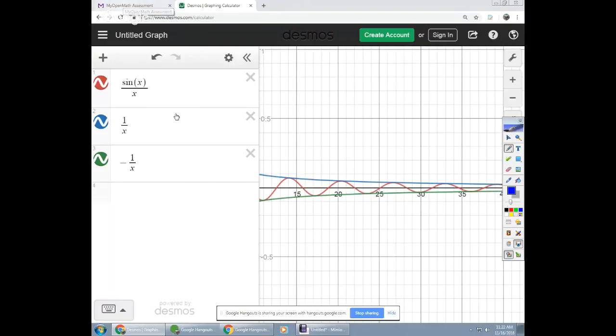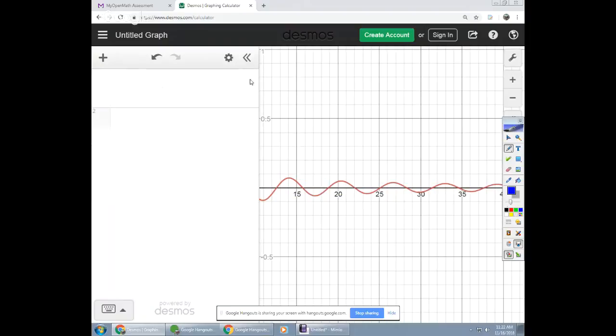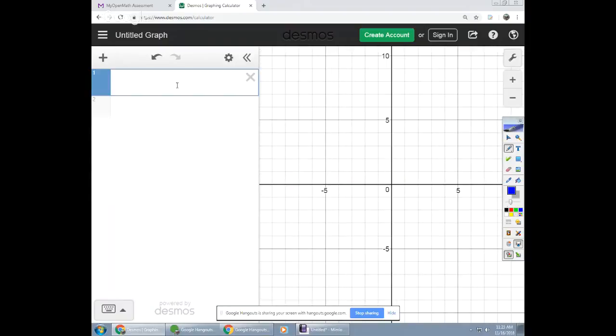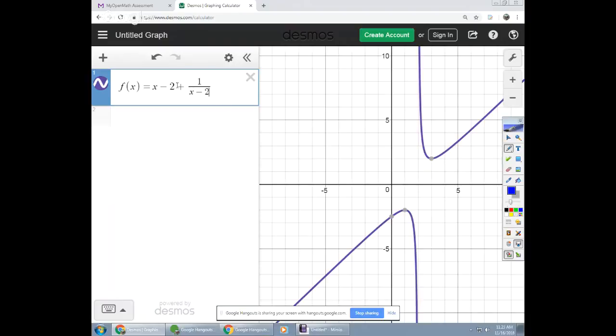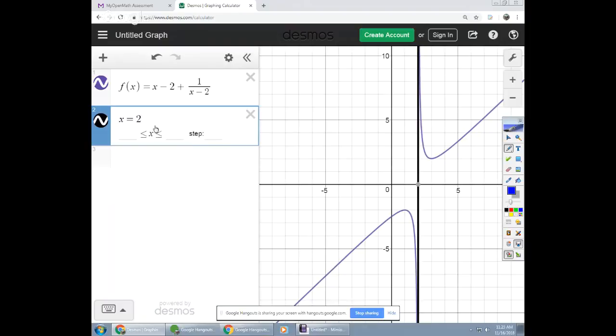All right, so let's get rid of those and then look at ours. So back home, let's see how I did for graphing that. f of x equals x minus 2 plus 1 over x minus 2. There's our function, and it's trapped in between x equals 2 and y equals x minus 2.